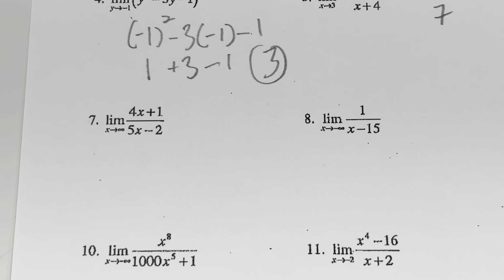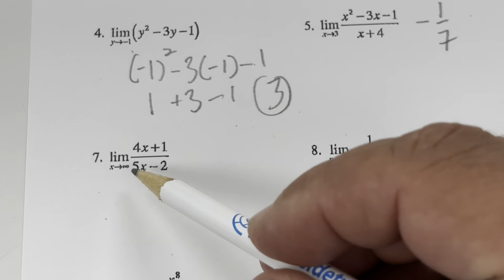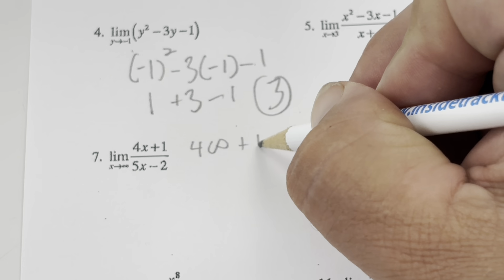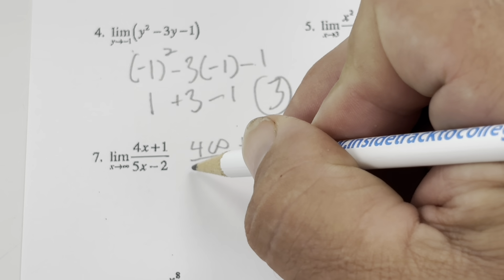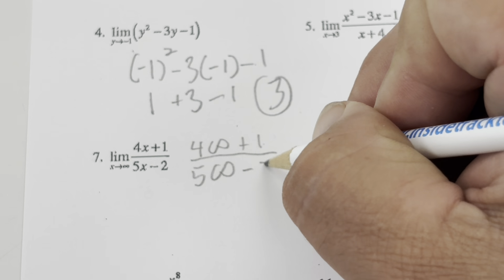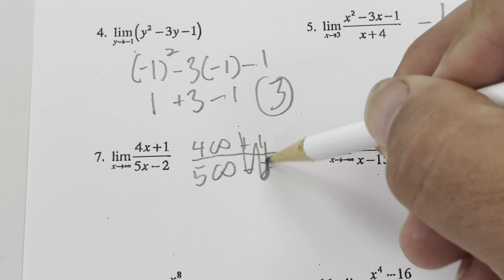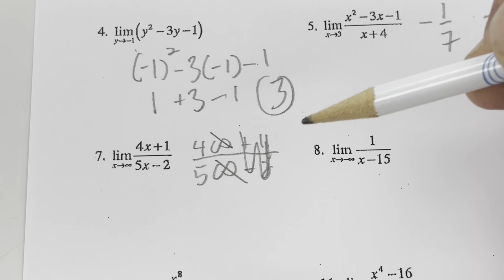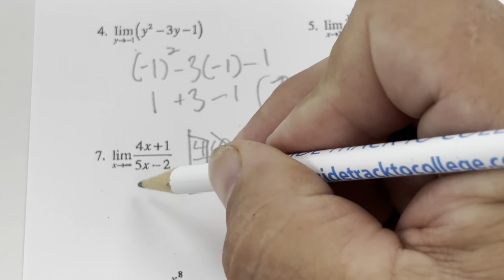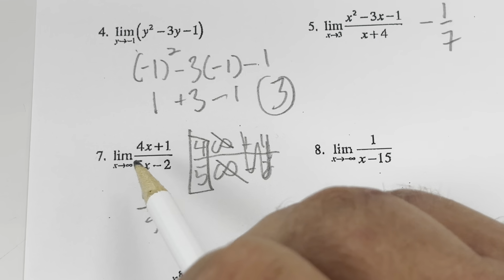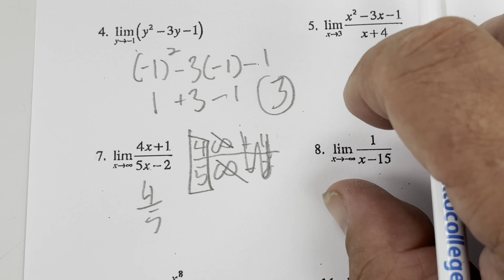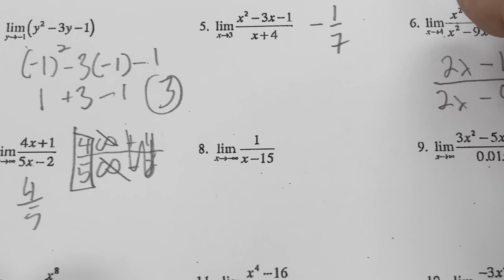So this is a limit at infinity. So when you plug in infinity, that would be 4 times infinity plus 1. So who cares about the 1? When you plug in 5 times infinity minus 2. So who cares about the 2? So that's going to be 4 infinity over 5 infinity. The infinities cancel out, so it's just going to be 4/5. It's also the rule for horizontal asymptotes if the degree of the top is the same as the degree of the bottom. So it would be 4 over 5.